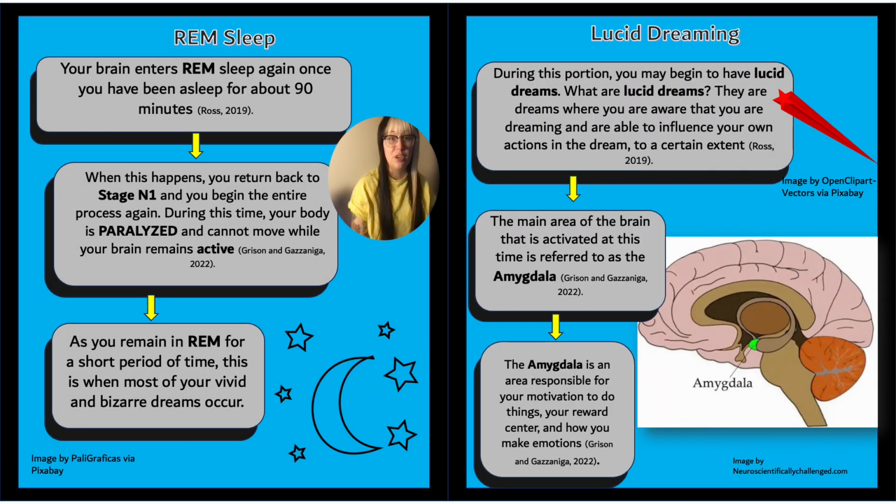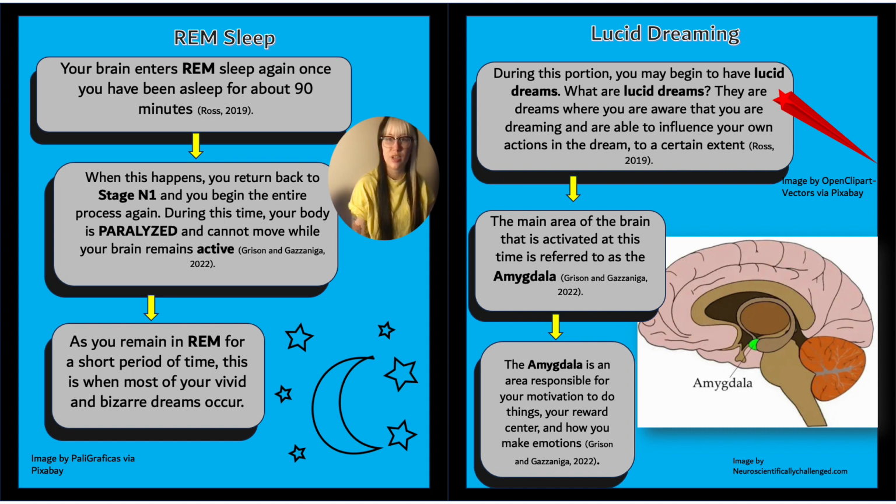REM sleep. Your brain enters REM sleep again once you've been asleep for about 90 minutes. When this happens, you return back to stage N1 and you begin the entire process again. During this time, your body is paralyzed and cannot move while your brain remains active. As you remain in REM for a short period of time, this is when most of your vivid and bizarre dreams occur. During this portion, you may begin to have lucid dreams.